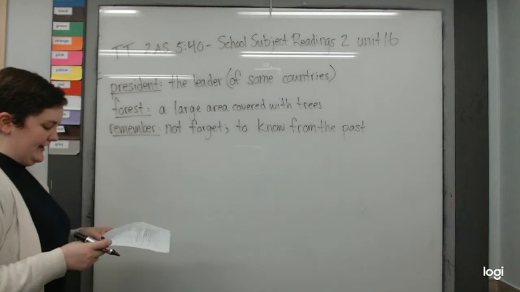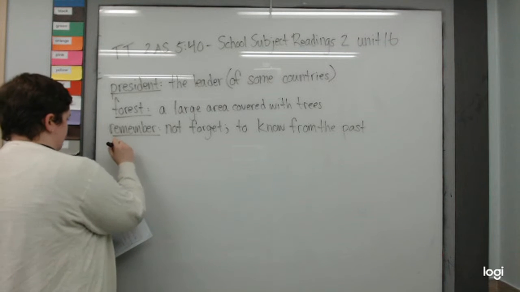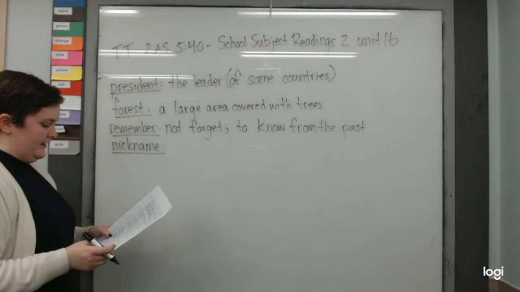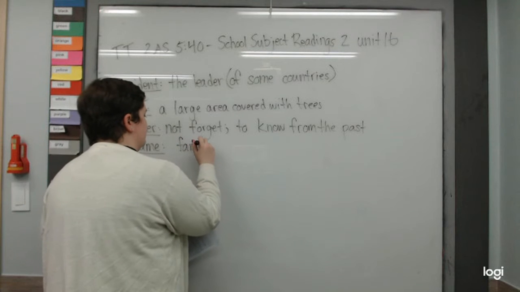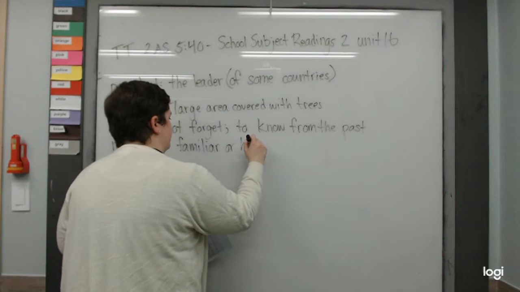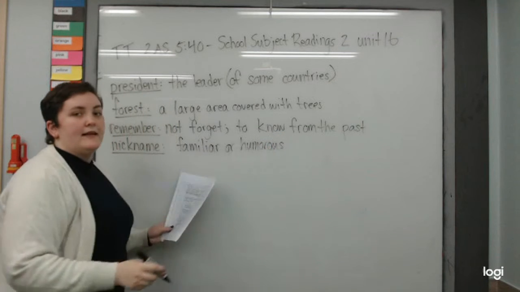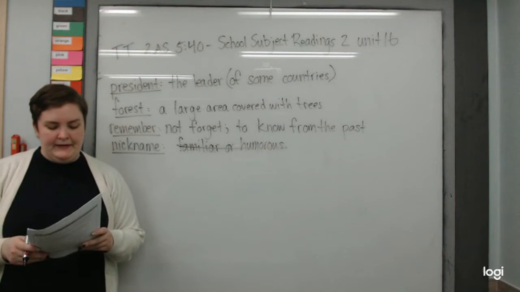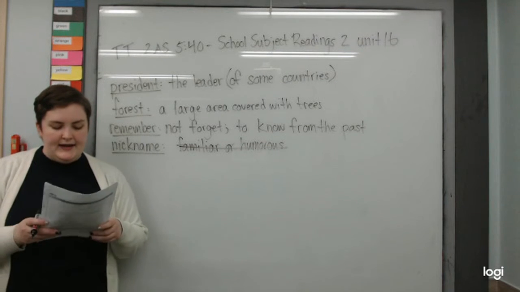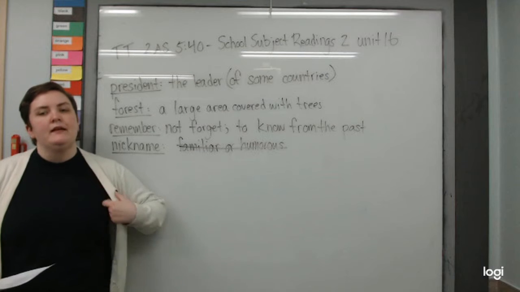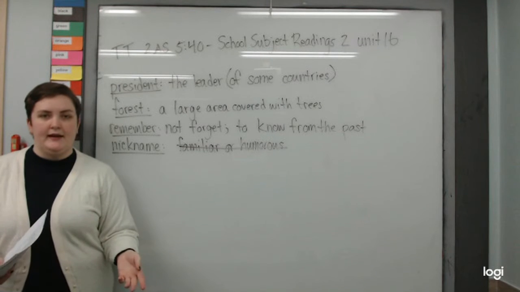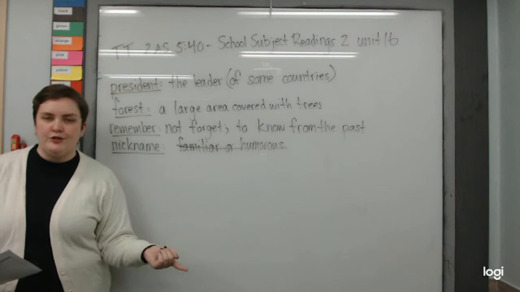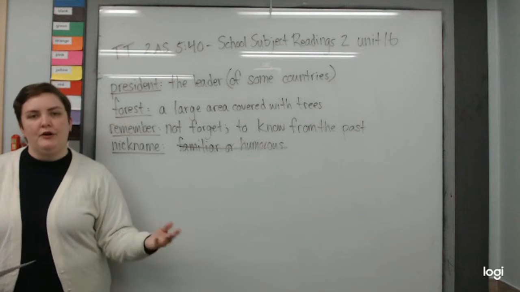And next is nickname. For nickname, where it says familiar or humorous, you can cross that out. A nickname is a name given to a person or thing instead of or as well as the real name. So English name is like a nickname. You have your Korean name, your real name, and English name, a name maybe you choose or your parents choose, and sometimes people call you that.